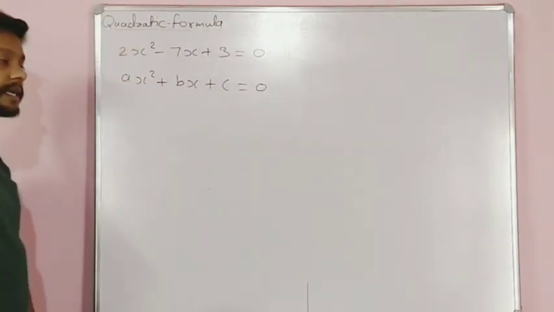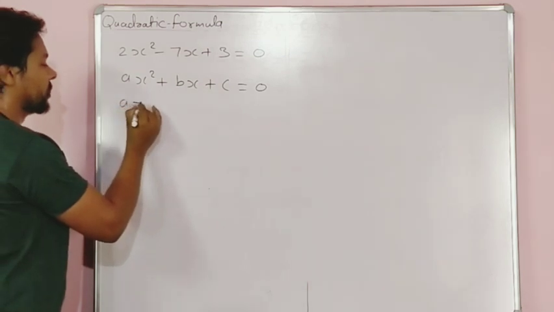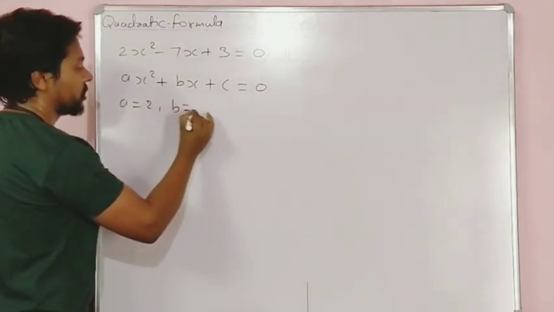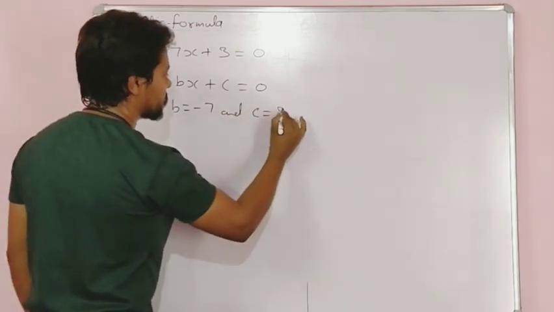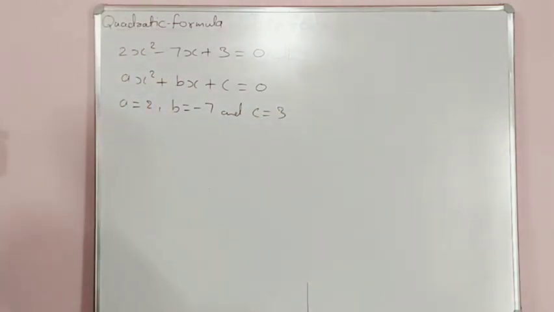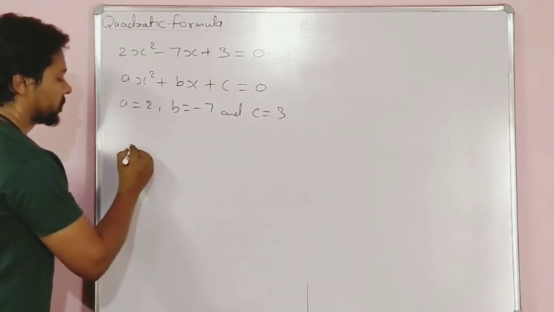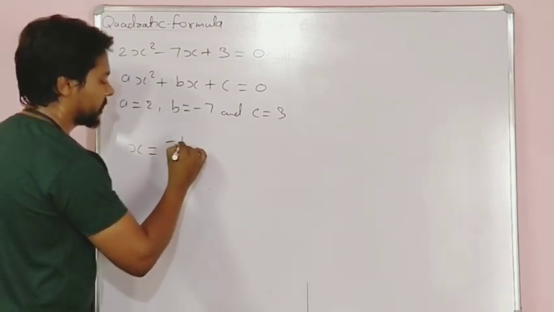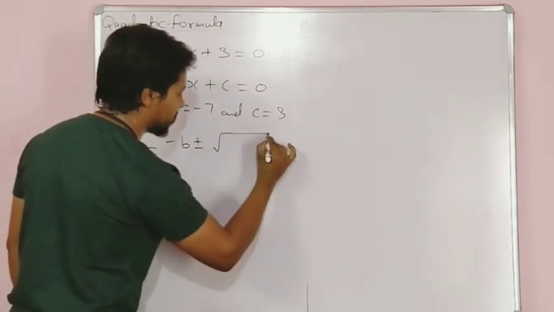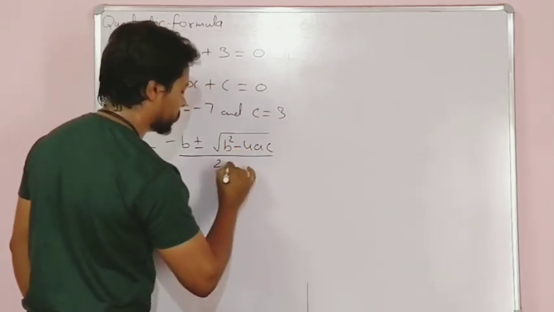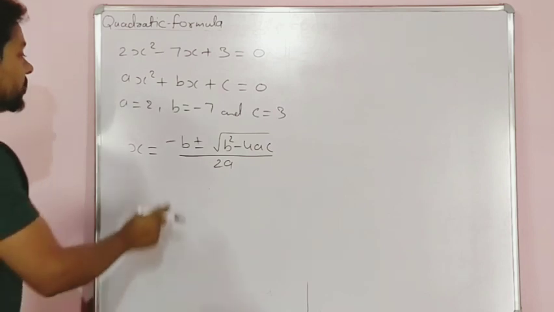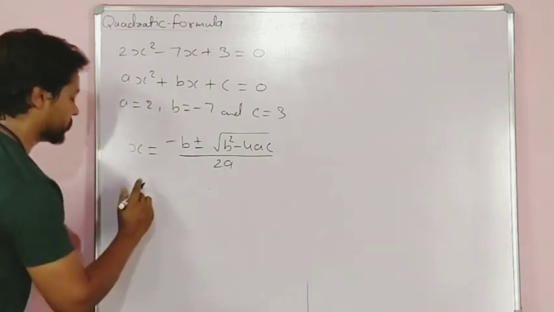Alright, let's compare and find the values. a = 2, b = -7 and c = 3. Now the quadratic formula, x = (-b ± √(b² - 4ac))/2a, right? Substitute the values and find the roots.